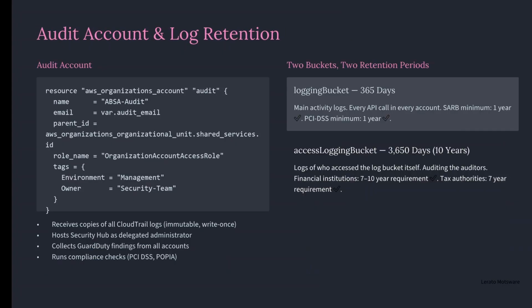Now the audit account, same structure. Name is audit. Parent ID points to shared services OU, same role name. So what does this account actually do? It receives copies of all CloudTrail logs, immutable, write once. It hosts Security Hub as a delegated administrator.